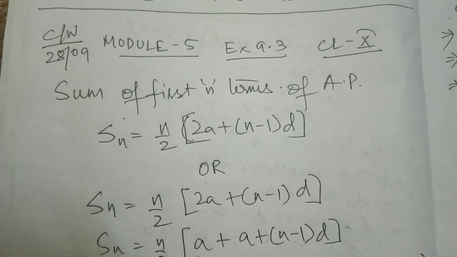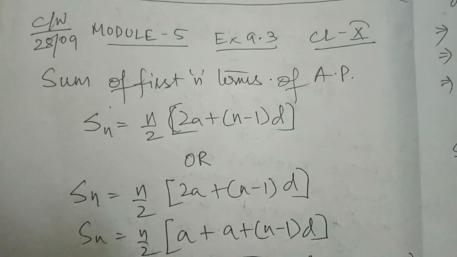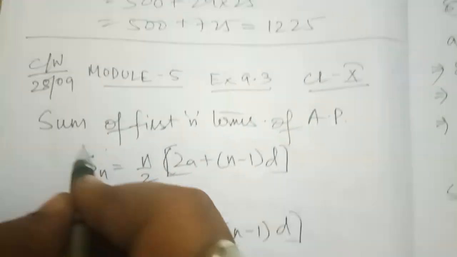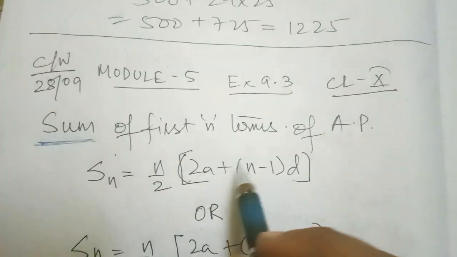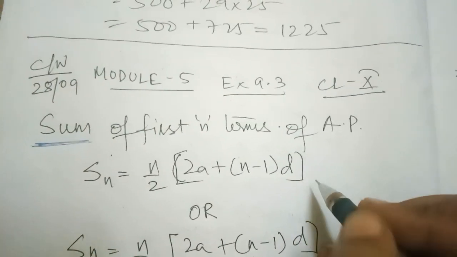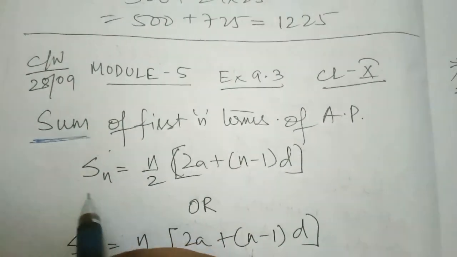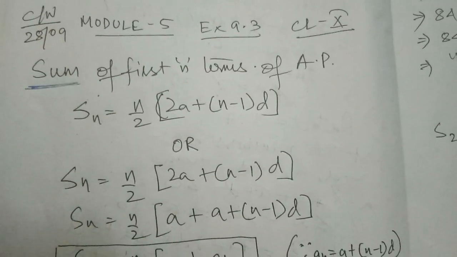Last class we completed exercise 9.2. Today we'll start with 9.3, that is the formula of the sum of the AP. For this purpose we have two formulas, but the use will be done in two ways.